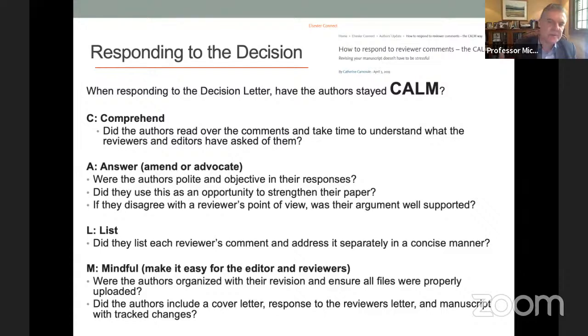So you see, this is why it is so critical for the reviewer to be very objective and quantitative and evidence-based in the response. The A: answer, amend, or advocate. Were the authors polite and objective in the responses? It's also important for the reviewer to be very polite and objective in the review. Did the authors use this as an opportunity to strengthen their paper?